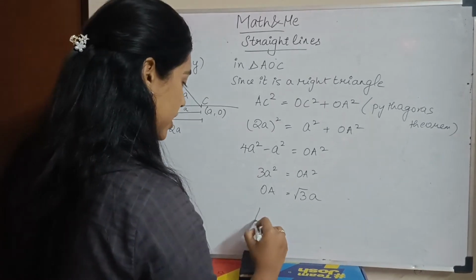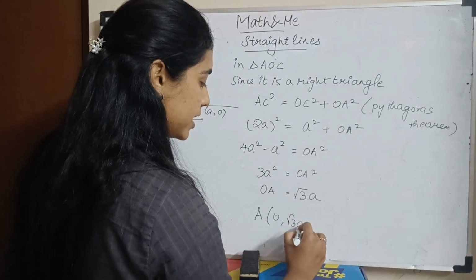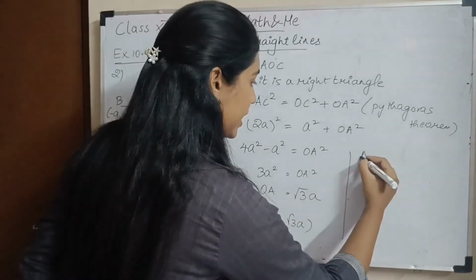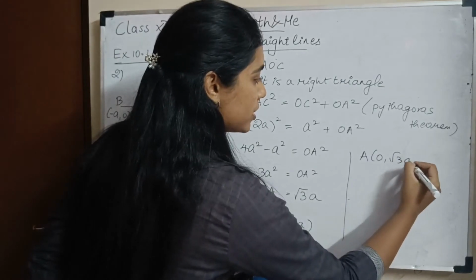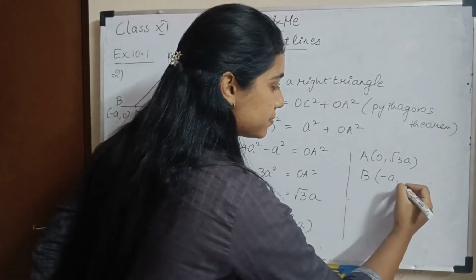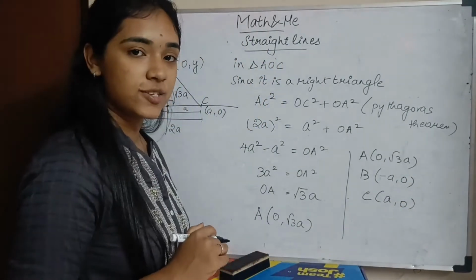So we have the coordinates of A to be 0, root 3a. So what are all the coordinates of the triangle? We have A 0, root 3a, B which is minus a, 0, and C which is a, 0. So these are all the coordinates of the triangle.